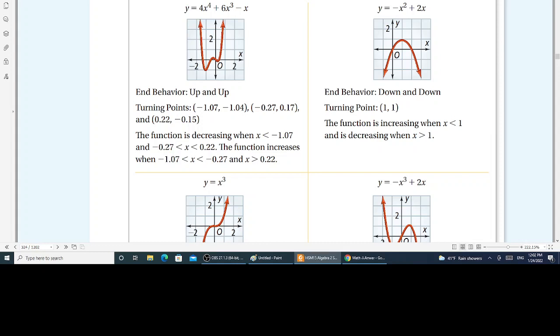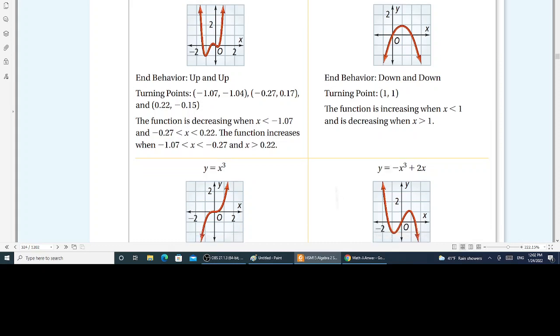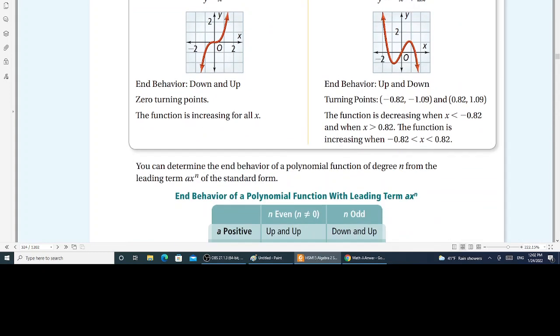And the second one, y equals x squared plus 2x. Note that the end behavior is down, as you can see here. Okay, turning point at 1, 1, and the function is increasing when x is less than 1, and the function is decreasing when x is greater than 1. Y equals x cubed, and the end behavior is down, up. There is no turning point, and the function is increasing for all x, for all real numbers.